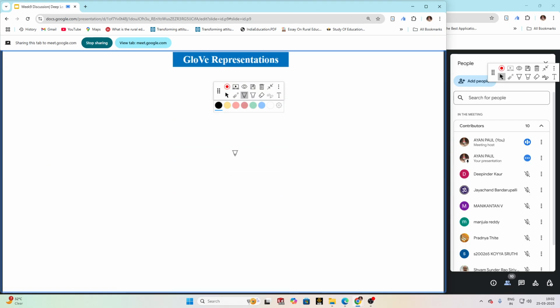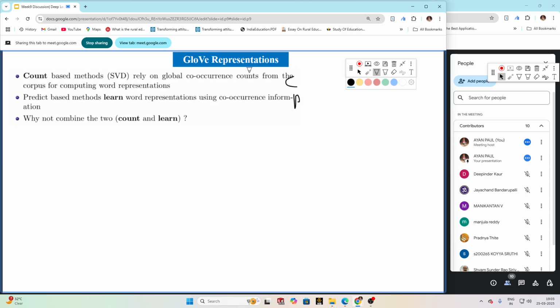Now let's move on to the next thing, that is the GloVe representation. We have seen two types of things. One is the count based methods, or count based model. Second is the prediction based model. Now in the GloVe representation, our idea is to combine the count based model and the prediction based model. The count based methods, or SVD, rely on global co-occurrence counts from the corpus for computing word representations. Predict based methods learn word representations using co-occurrence information. So why not combine both?